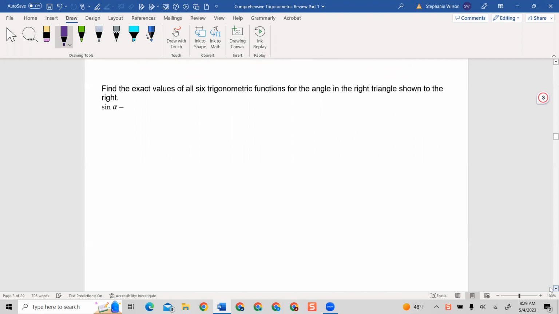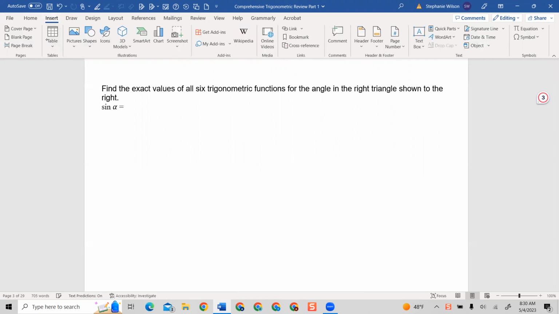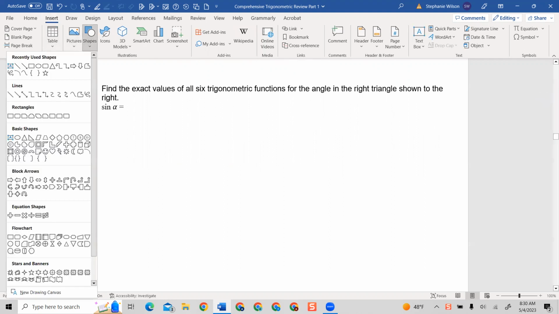The next one says find the exact values for all 6 trigonometric functions for the angle in the right triangle shown. So I'm going to draw one for you, and then we're just going to solve for it. Let's see if we can insert some shapes right quick. Here we go.